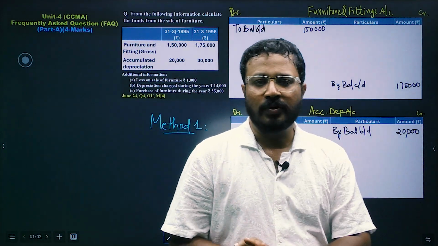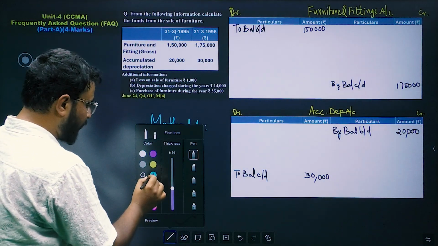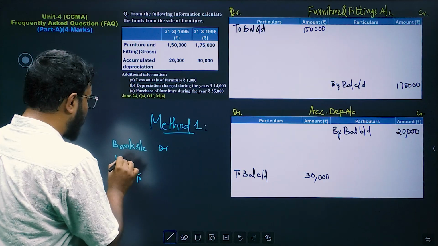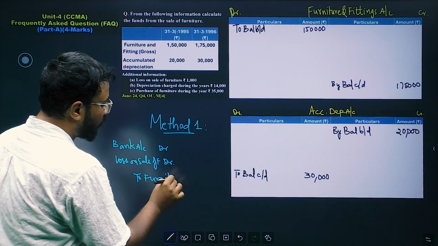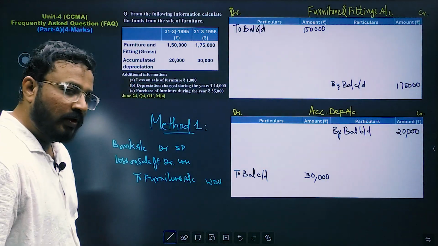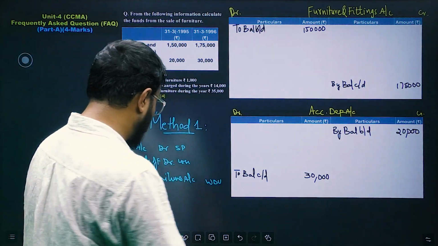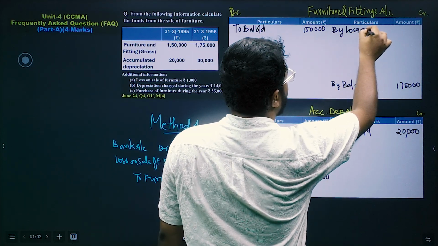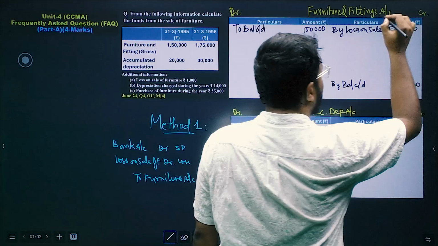By loss on sale of furniture. What is the journal entry when we are selling a fixed asset at a loss? Bank account debit. Loss on sale of furniture debit, to furniture account. This is written with the WDV amount, this is the sale proceeds amount, and this is the loss amount, right? So why I am saying this journal entry is that in the furniture account we have to write the loss on the credit side. So let's write it like that. By loss on sale of furniture, how much? 1,000 rupees, right?